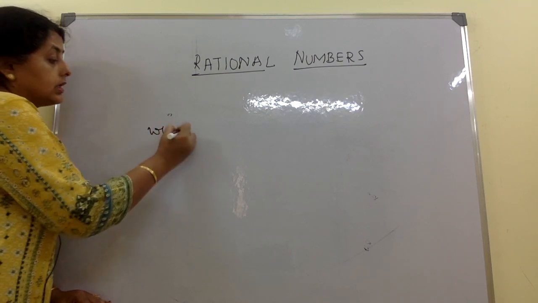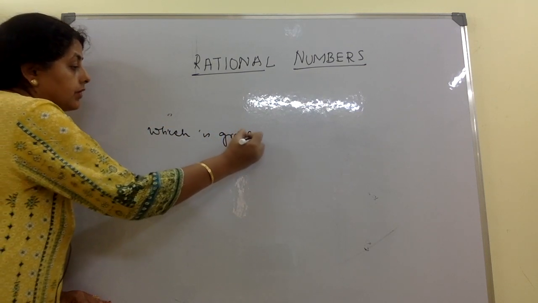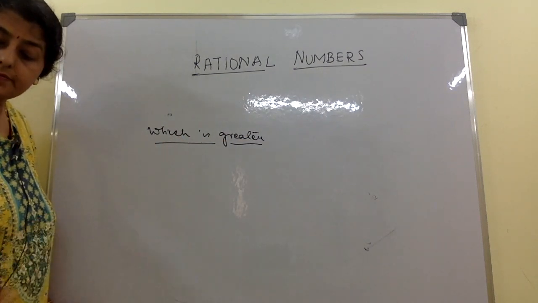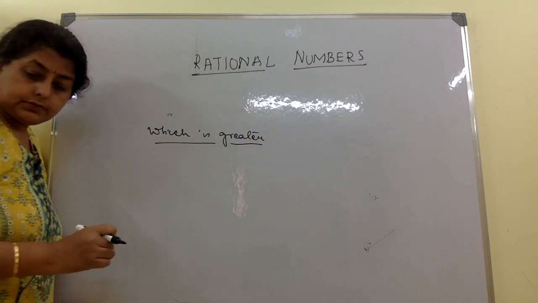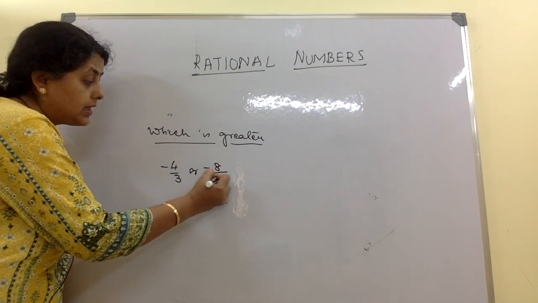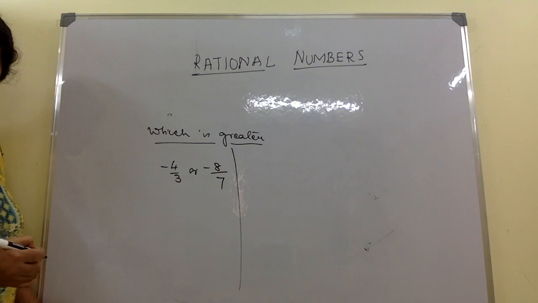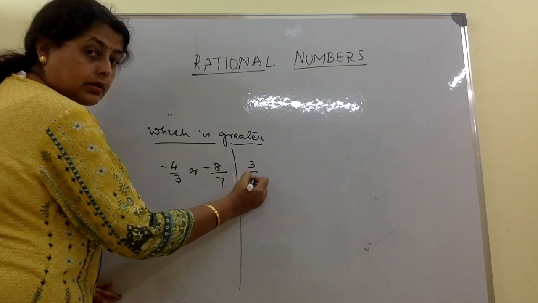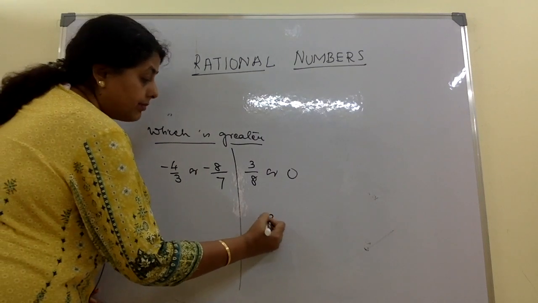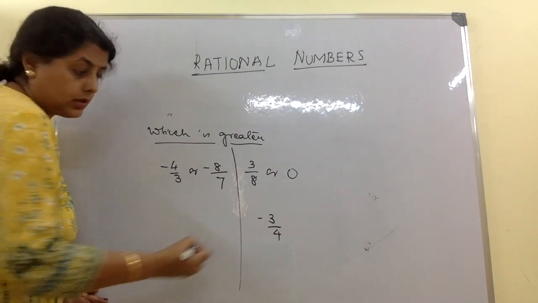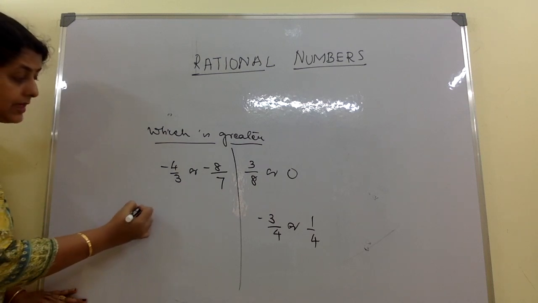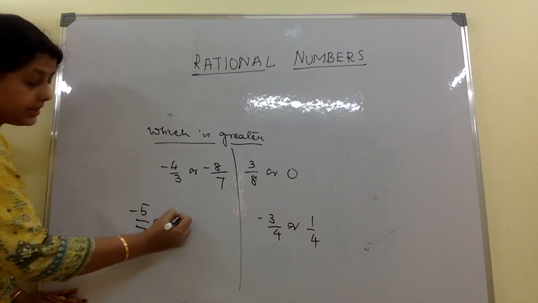Which is greater? Okay, we'll have to do which is greater. Now, in which is greater, we have minus 4 by 3 or minus 8 by 7. One question. Okay. Now, 3 by 8 or 0. Yeah. Or minus 3 by 4 or 1 by 4. Okay. Or minus 5 by 7 or minus 4 by 7.